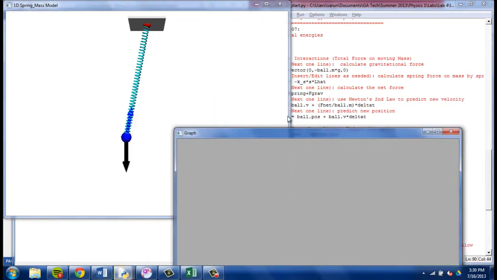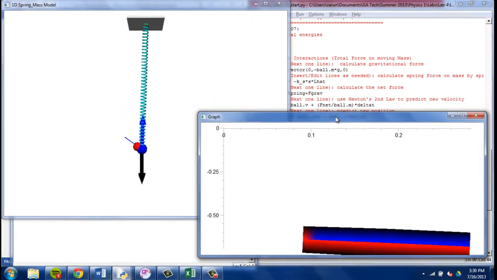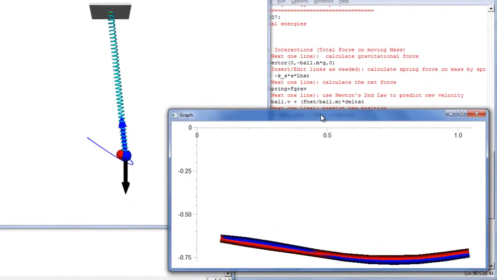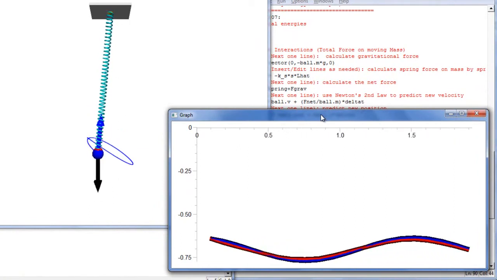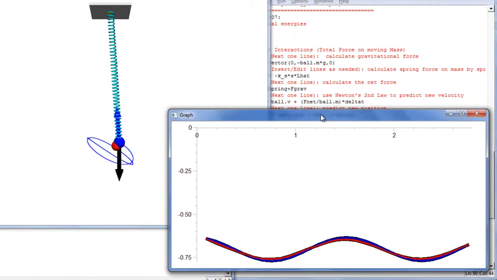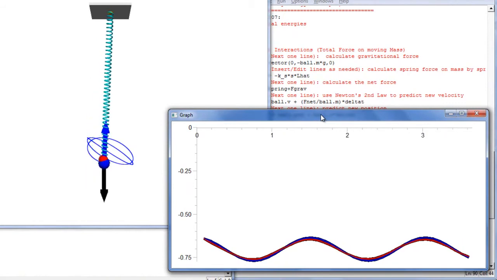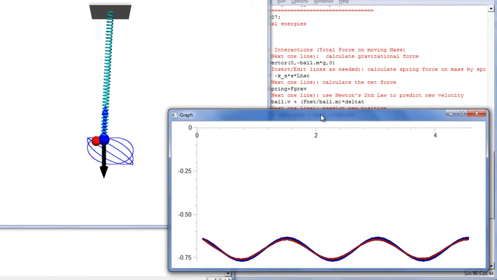Now you can see the model in Python. The red ball is representative of the data from Tracker and the blue is of the computational model. It is clear that they are following the same path. They are very close to each other. The blue arrow is the spring force and the black arrow is the gravitational force.